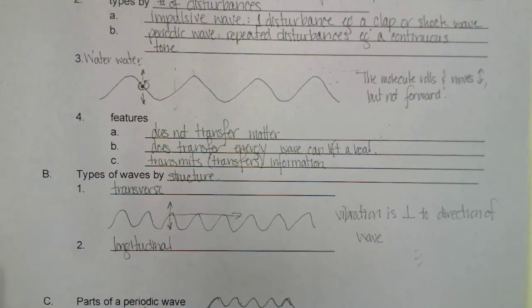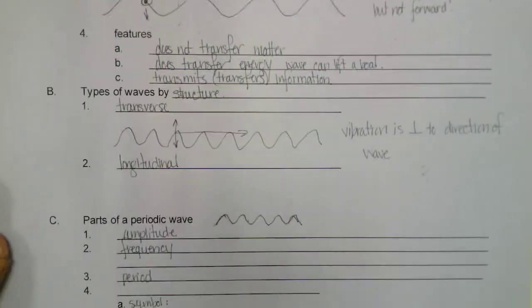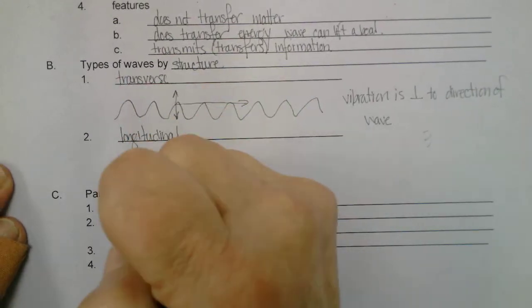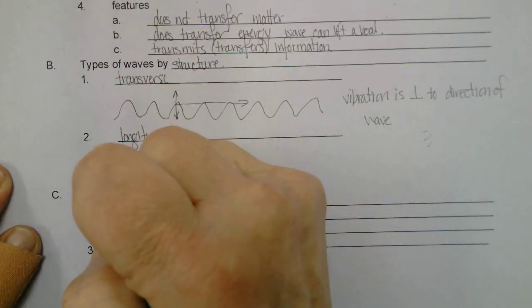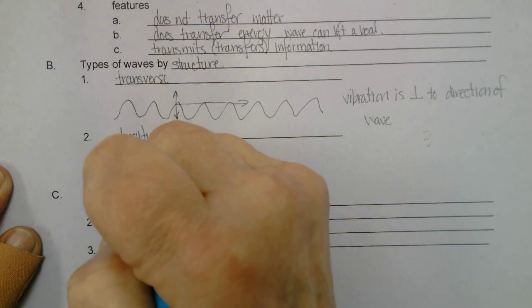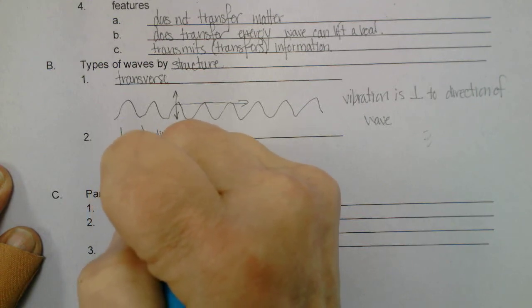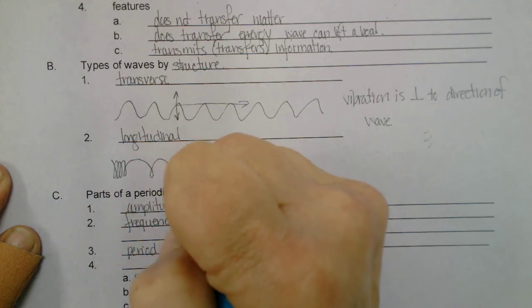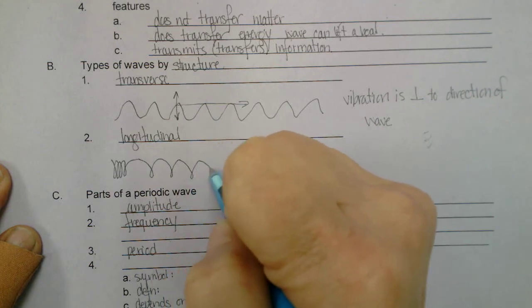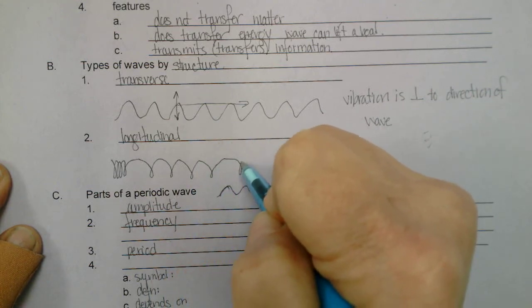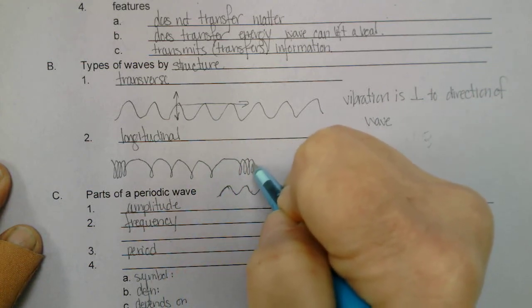Right, the other kind of wave is a longitudinal wave, and the slinky actually works like this. So what you have is a part where it's really tight together, and then it's far apart.